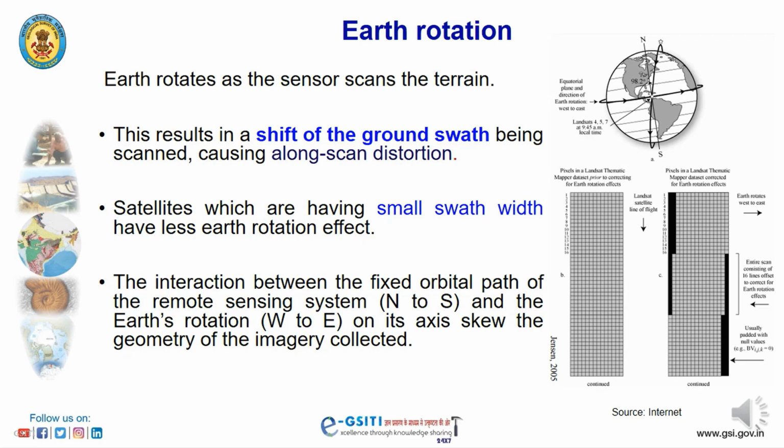The interaction between the fixed orbital path of the remote sensing system, that is north to south or south to north, and the earth rotation, that is from west to east on its axis, skews the geometry of the imageries collected. In this picture, you can see the difference regarding a Landsat satellite line of flight and the shift in the scan lines.